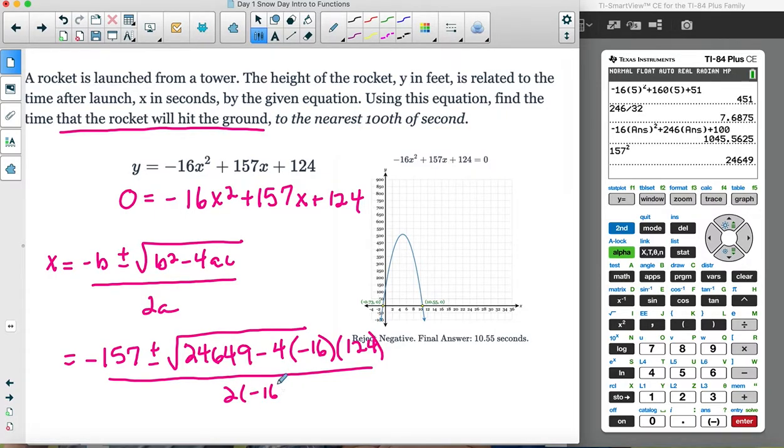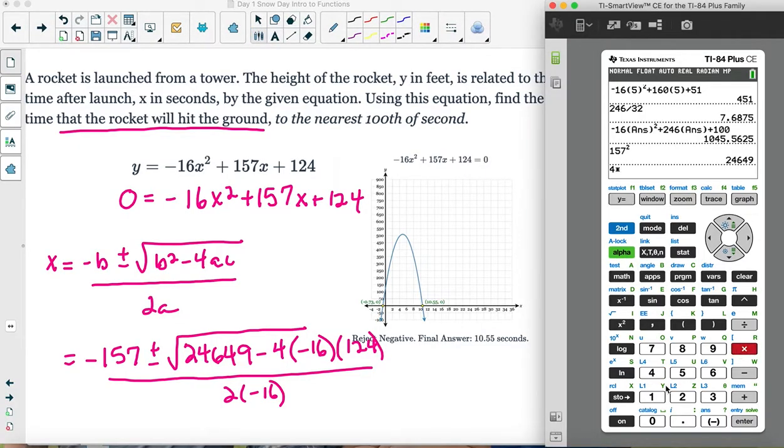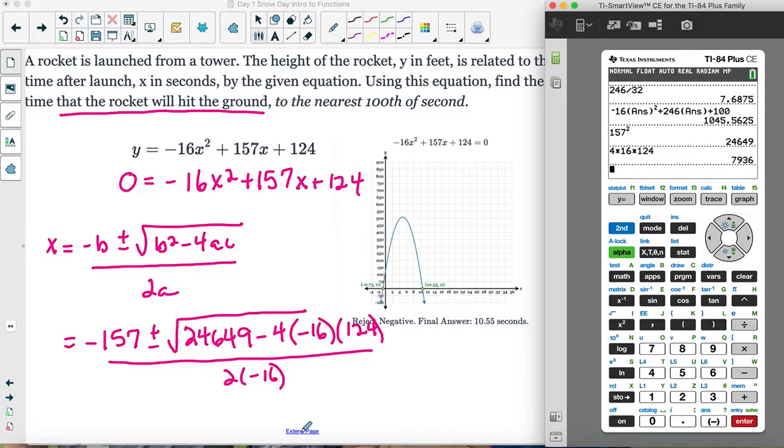So here's my negative 16 times my C value, all divided by 2A. Negative 16. Okay. All right. So now I'm going to do 4 times 16 times 124. And listen, you got to go about this carefully and don't lose your spot.